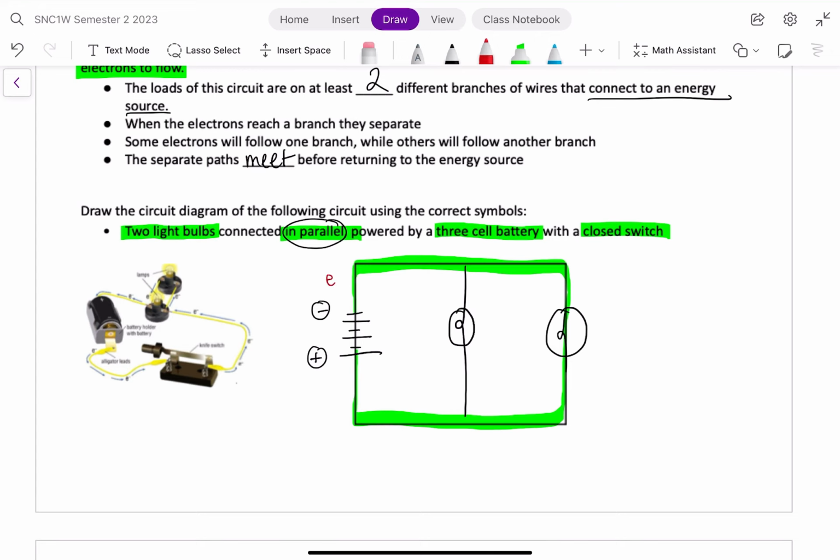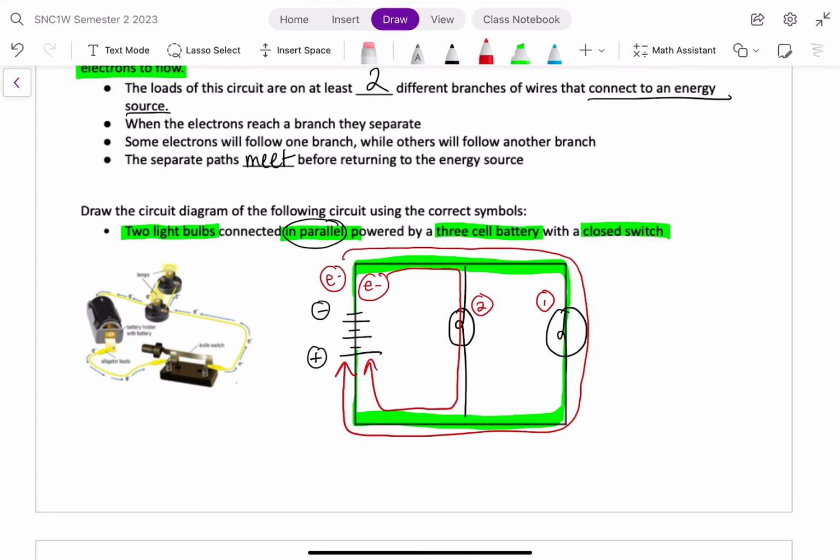So let's say I am looking at my flow of electrons. Electrons can either flow to the first light bulb here, or it can flow to the second light bulb and return back to the battery. It is also being controlled by a closed switch. So again, you could either put it at the very end before it meets the positive end of the battery, or it can be placed before, right when it leaves the negative end of the battery.